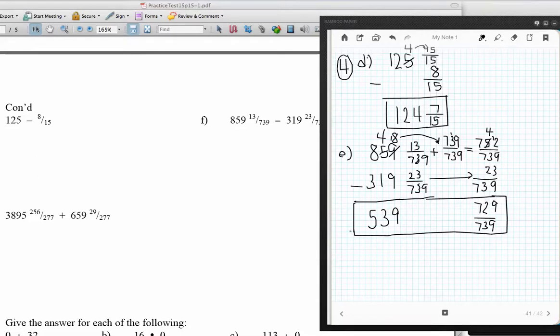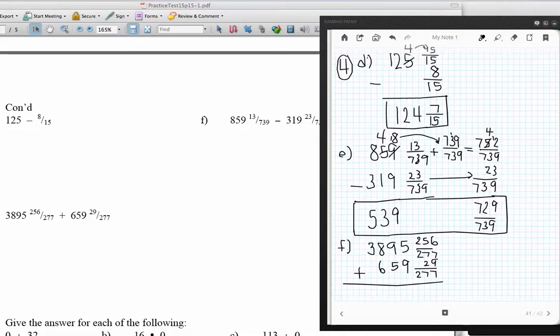Now our last one is kind of the opposite idea. This one is the carrying idea. So we have 3,895 and 256/277ths. Now this problem, if you try to do this with improper fractions, is going to be a nightmare, and that was very purposeful on my part, I'm sorry to say, because I really want you to learn how to do these with the mixed numbers.